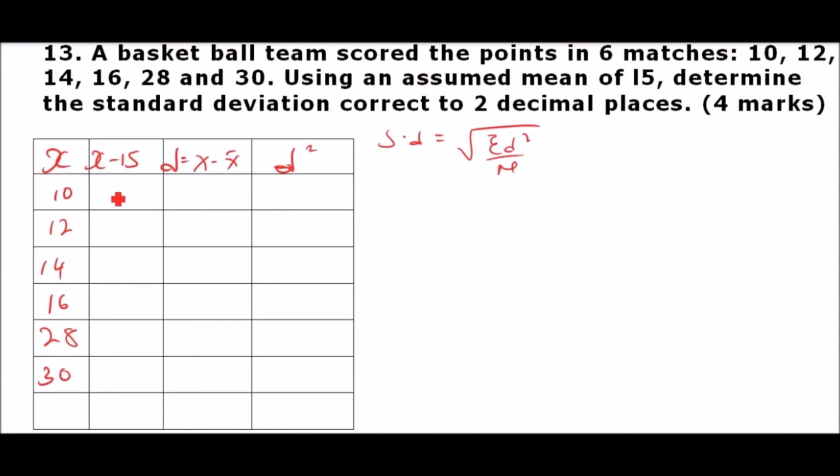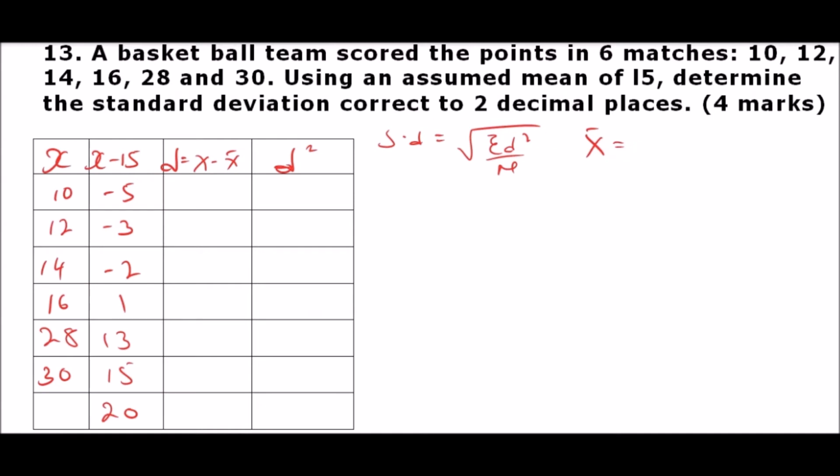See here, x minus 15 will give us minus 5, this is minus 3, minus 2, we have 1, we have 13, we have 15, like that. So we have d, x minus x bar. We need to find the x bar, and for us to get x bar, we need to add these. So this will give us 20. The number of data is 6.